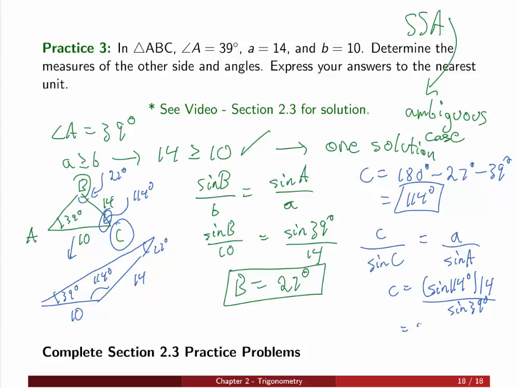And that comes out to be 20.3. But 20. Okay, so this is 20, which makes sense, right? This should be the biggest side, and we're done.